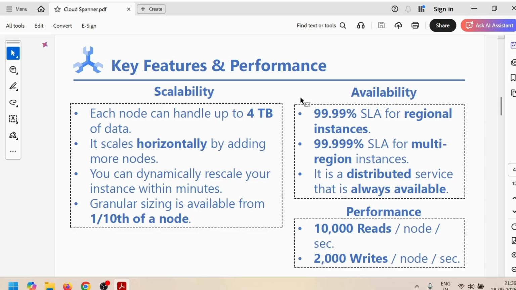Talking about performance, 10,000 reads per node per second and 2,000 writes per node per second. And as we have seen, we can scale horizontally by adding more and more nodes.